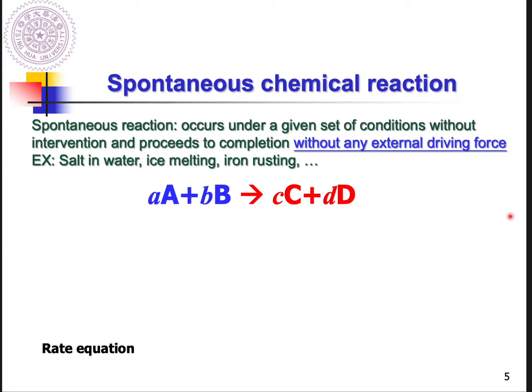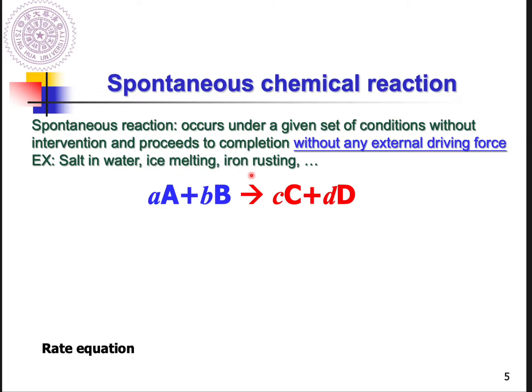Okay, so next, what are spontaneous chemical reactions? When a reaction is spontaneous, you don't need to apply an extra driving force to drive it. As long as A reacts with B, they will become C and D directly. For example, salt dissolving in water, ice melting, and iron rusting.